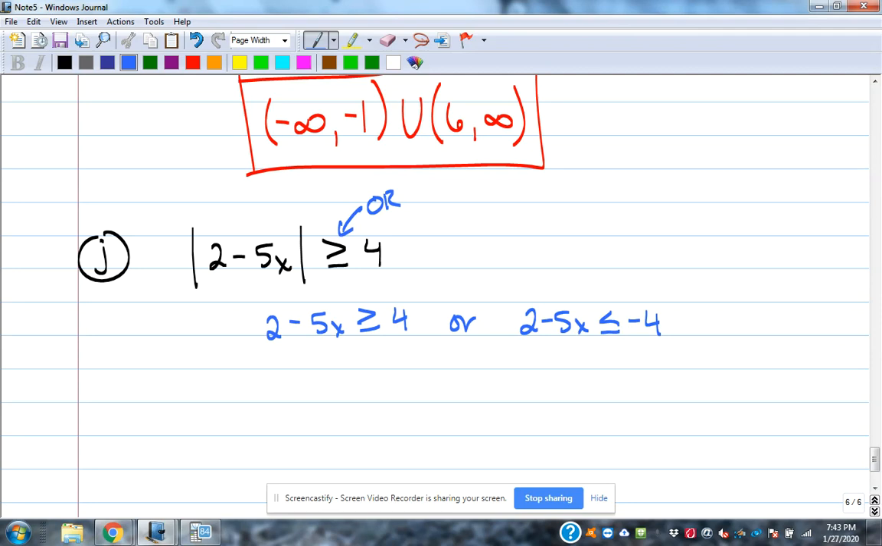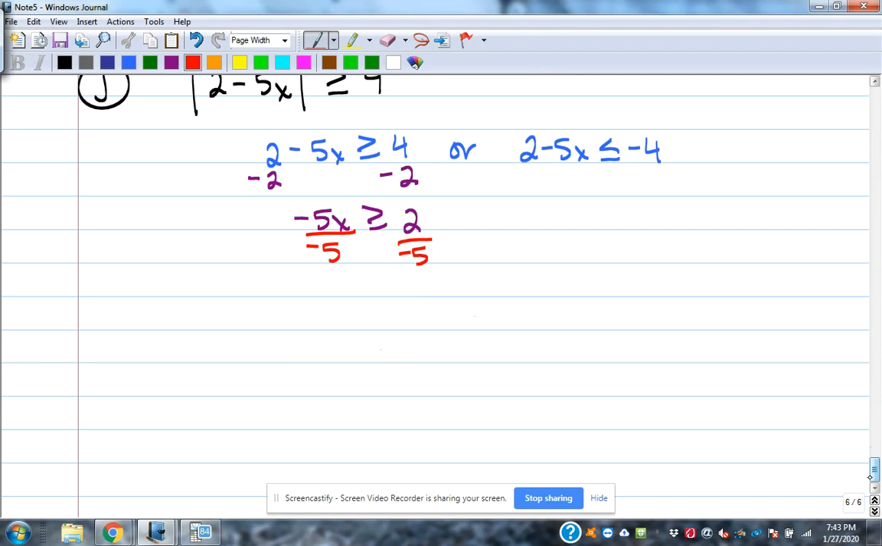Solve each of those. Subtract 2, negative 5x is greater than or equal to 2. And then I'm going to divide by negative 5. What happens when you divide by a negative in inequality world? Flip your symbol. So that's going to be x is less than or equal to negative 2/5.